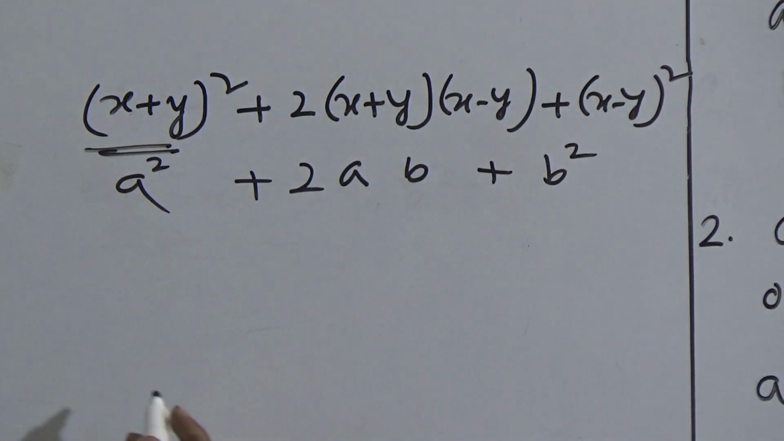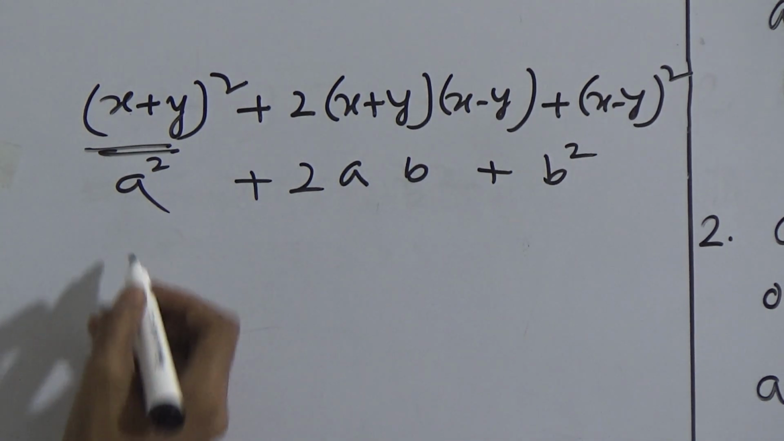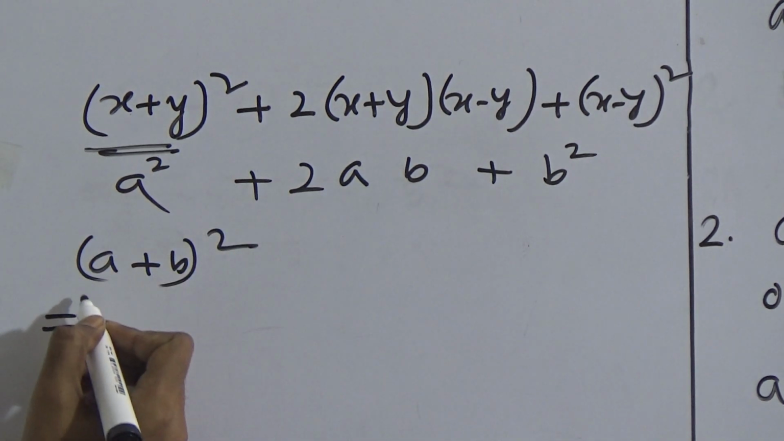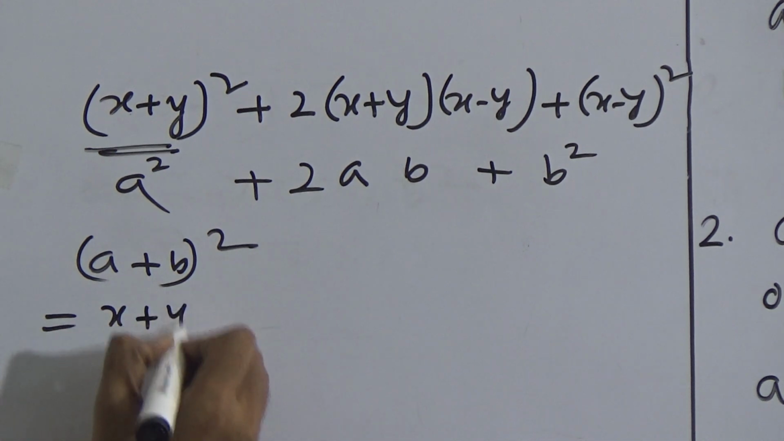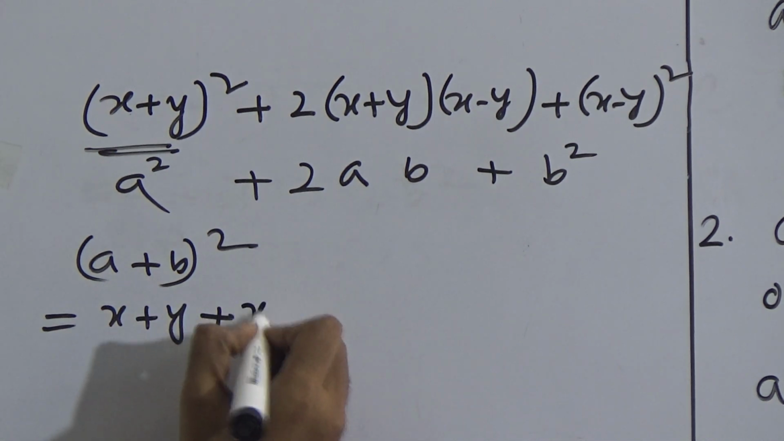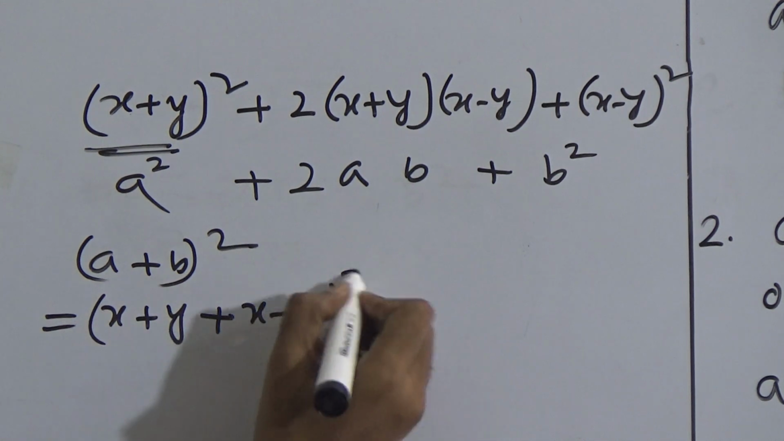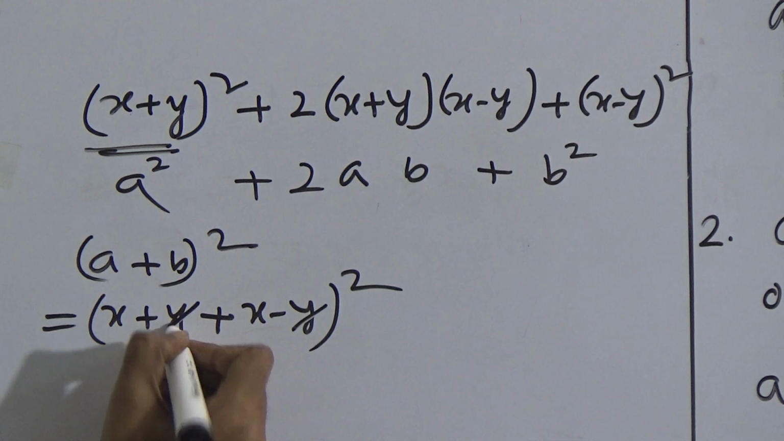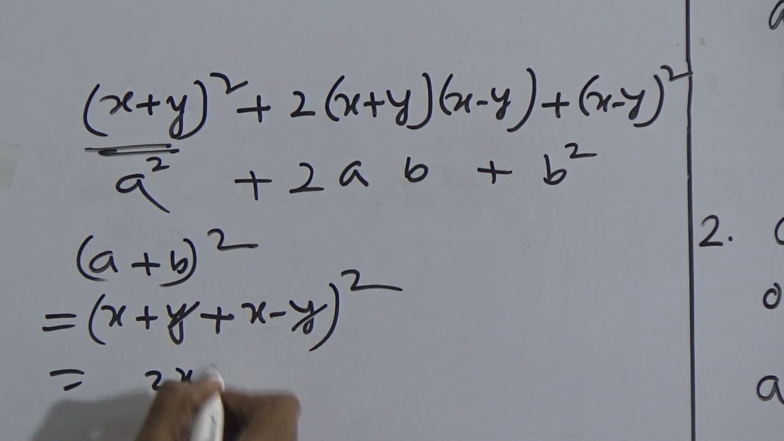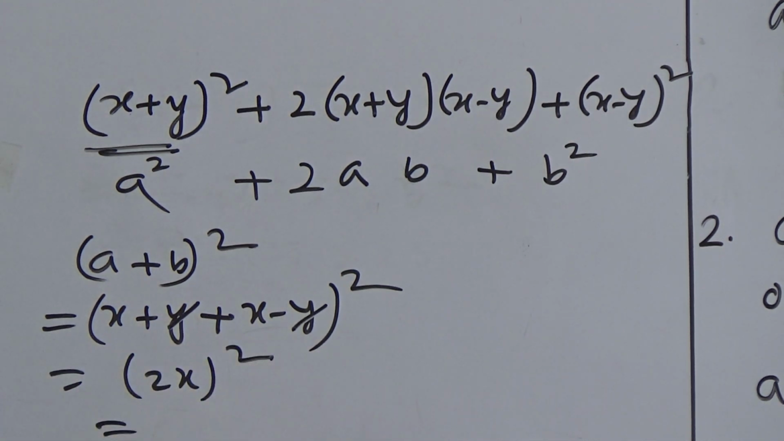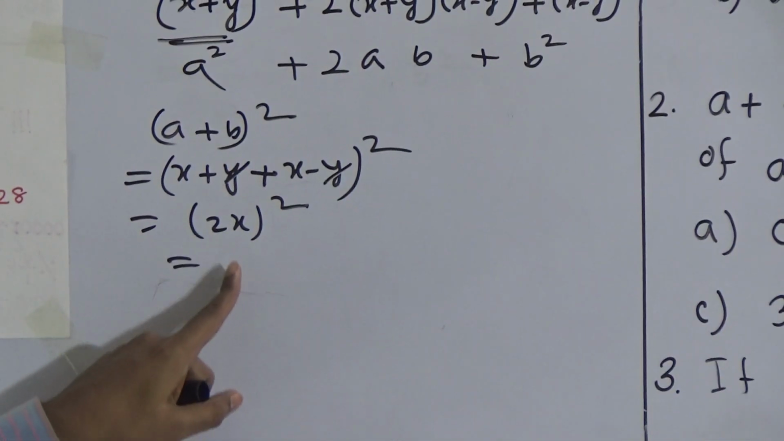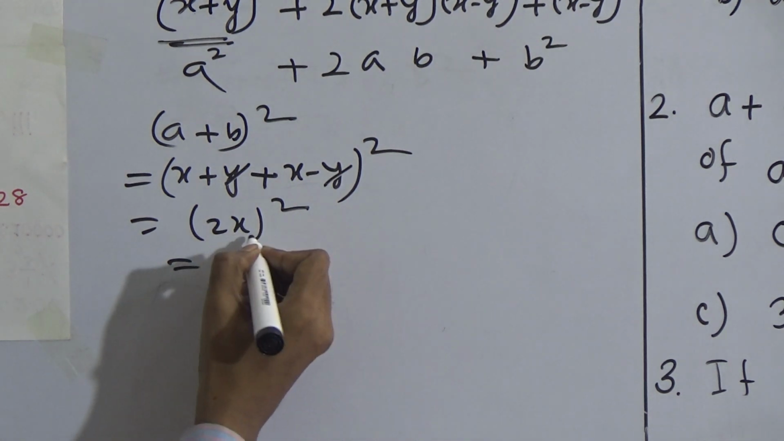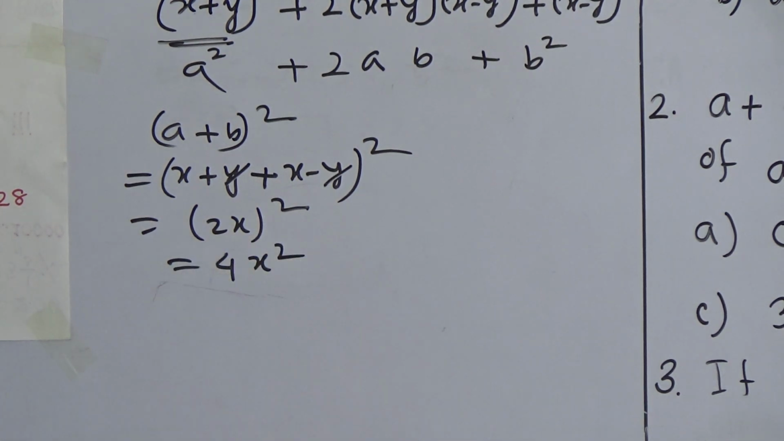Look, then what is the formula? The formula is A plus B whole square. That means A means what? A means x plus y. B means what? x minus y. Then minus y plus y cancel, then x plus x is 2x, whole square. 2x whole square means what? Square of 2, that means 4, and square of x, that means x square.